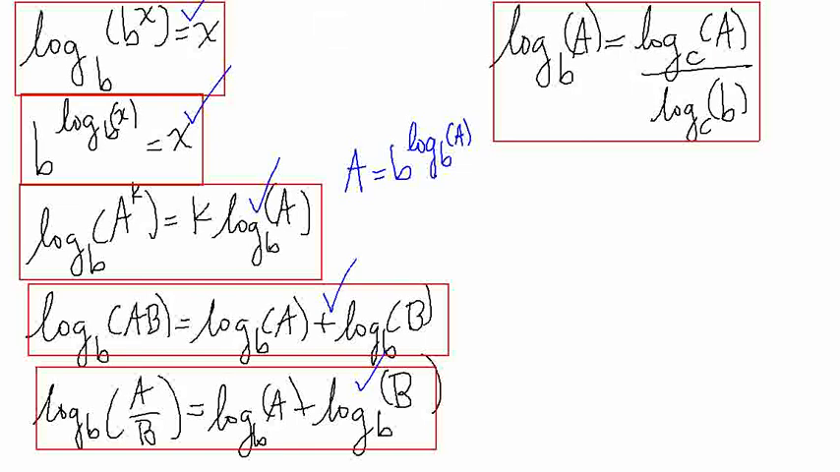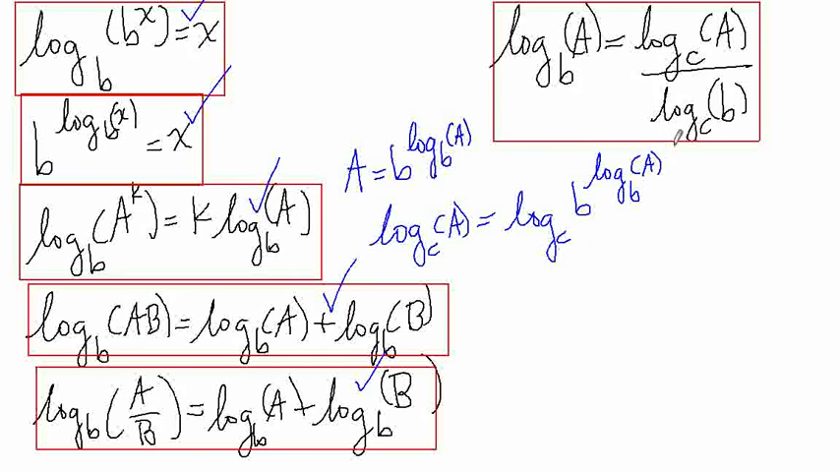So using that blue formula that I left on the screen, let's take the log to a different base of both sides. So the log to the base c of A, and then on the right side, the log to the base c of b raised to the log of A to the base b. Now, let's use the third formula to simplify the right side. I'm going to leave the left side the same. The left side is just the log of A to the base c.